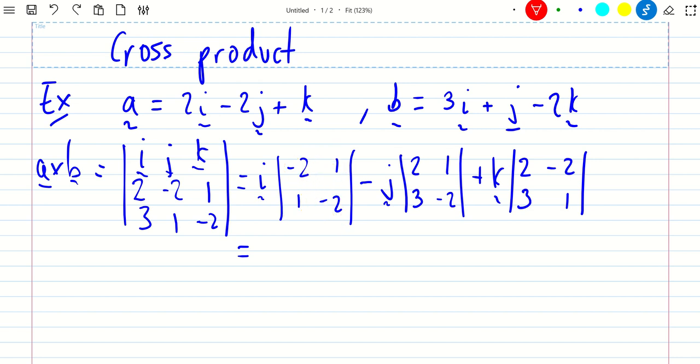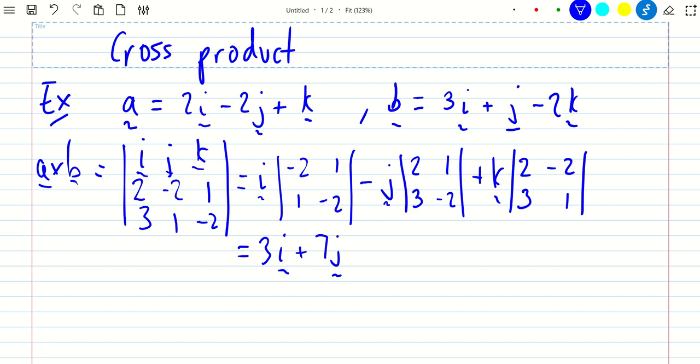Let's have a look. Negative 2 times negative 2 is 4. 4 take away 1 is 3. So that will be 3i, as easy as that. For j, it's going to be 2 times negative 2, so negative 4, take away 3. That's going to be negative 7. But because there's a negative outside, it's going to be plus 7, so plus 7j.